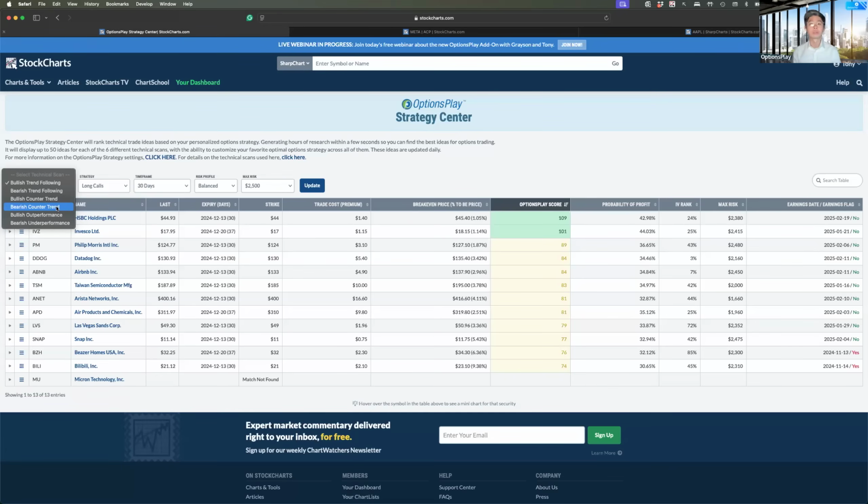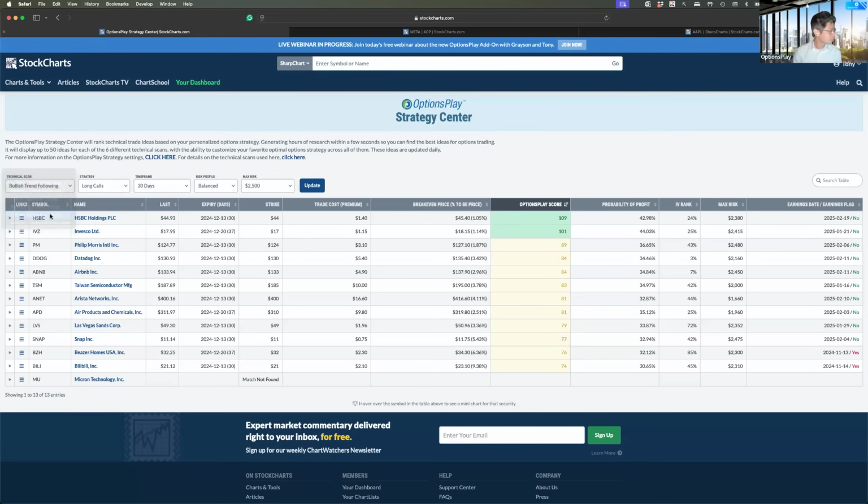But 2 scans that are exclusive to the partnership that we have at StockCharts.com are the bullish outperformance and the bearish underperformance. These are stocks that are outperforming or underperforming the broader markets. And these are some of my favorite scans for finding the best trading setups. So I'll walk you through the scans first, and then show you how you can easily structure the most optimal option strategy that fits your personalized profile for each one of these types of ideas.